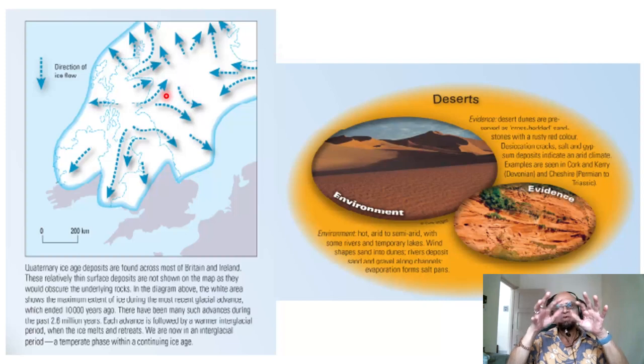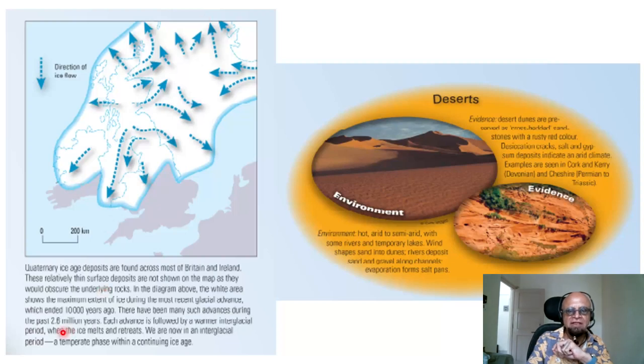So remember, glaciers flow like molasses, and wherever there is a slope it can flow in different directions, which is what it has done over the UK as well. These relatively thin surface deposits are not shown on the map as they would obscure the underlying rocks. In the diagrams above, the white area shows the maximum extent of glacier during the most recent glacial advance, which was till about 12,000 years ago, when it all melted back. And then the Holocene started.